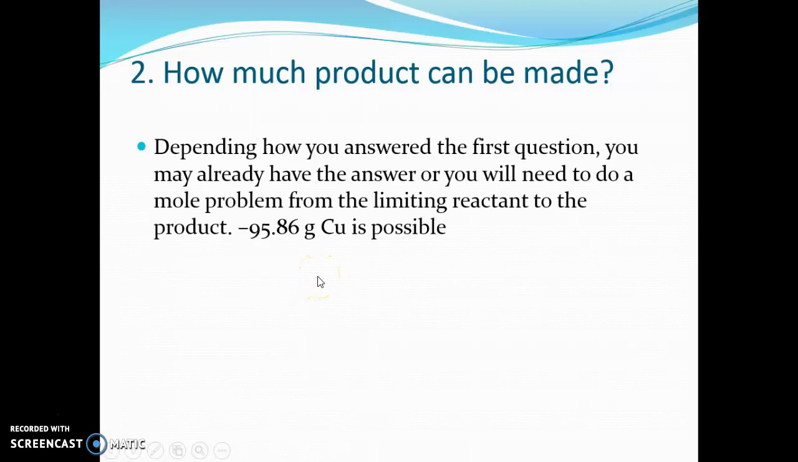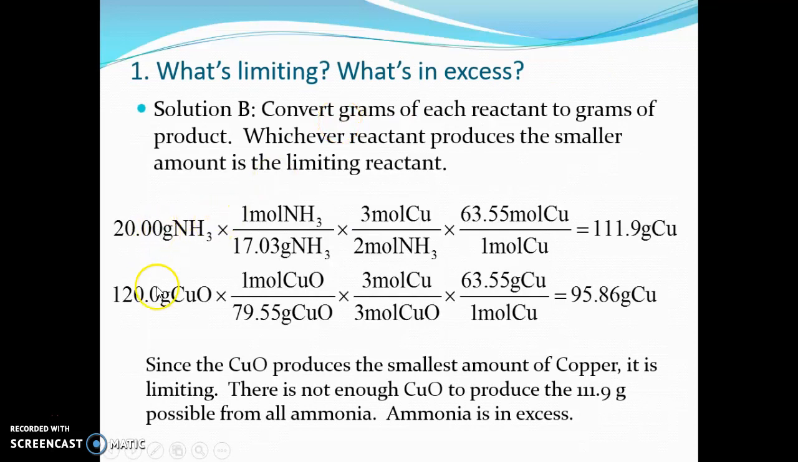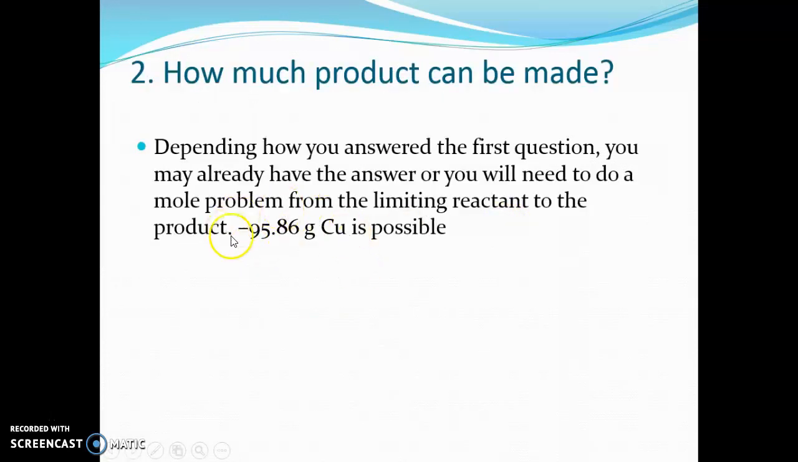95.86 grams of copper is possible because of the calculation that we did right here. Now, if you didn't do it this way, if you did it by comparing need to have from one reactant to the other, you're going to have to do a second mole problem because you have to use the limiting reactant that you found in order to get the product. But either way, you're going to come up with the mass of copper.